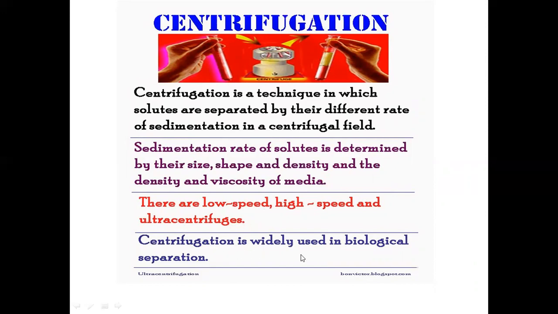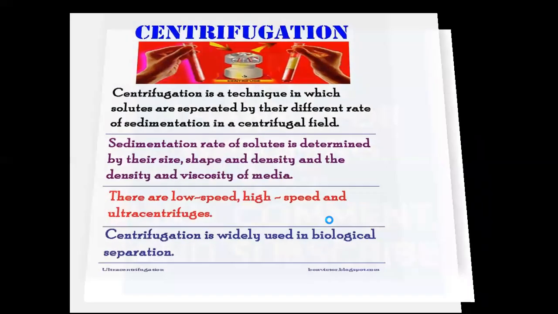So centrifugation is widely used in biological separation. And it is a technique in which solutes are separated by their different rates of sedimentation in a centrifugal field. Sedimentation rates of solutes is determined by their size, shape, and density, and the density and viscosity of the media. And there are low speed, high speed, and ultra centrifuges.